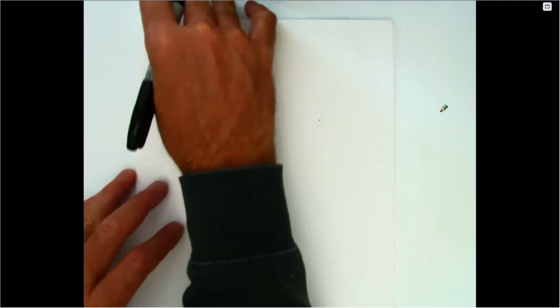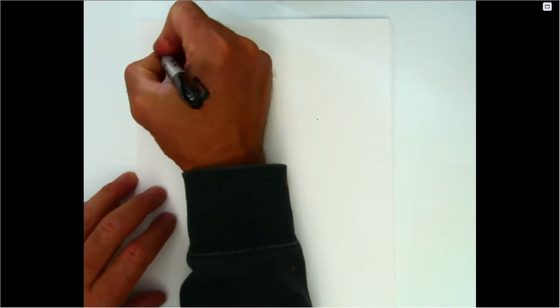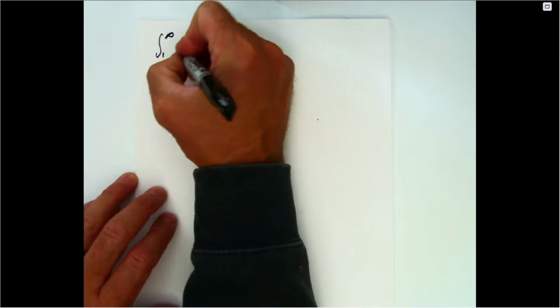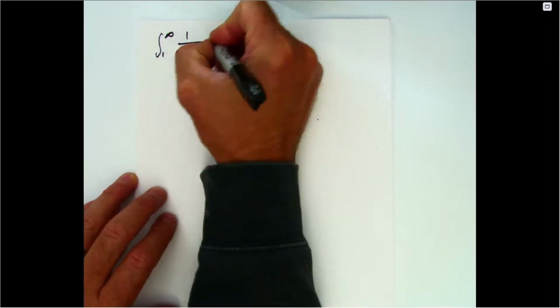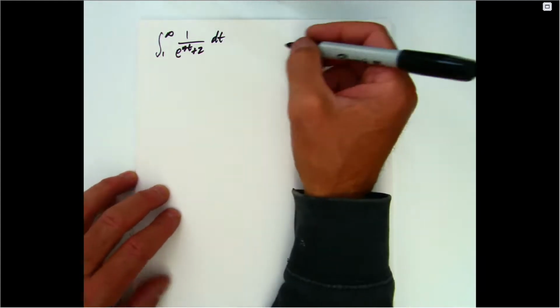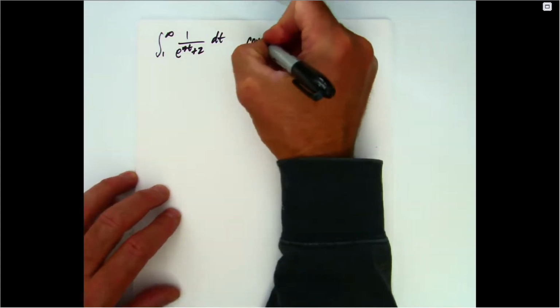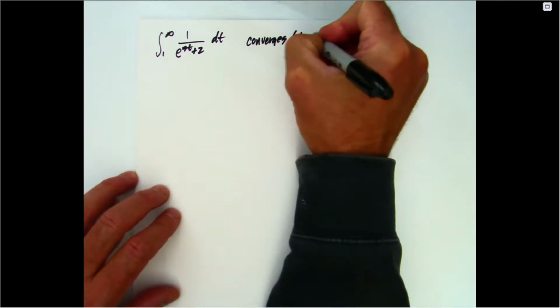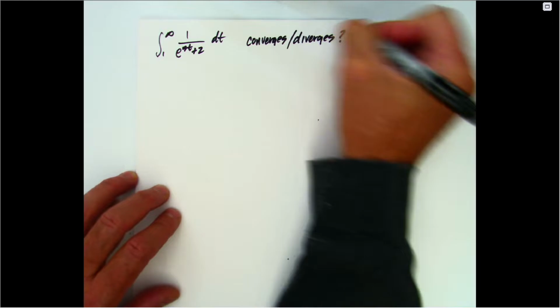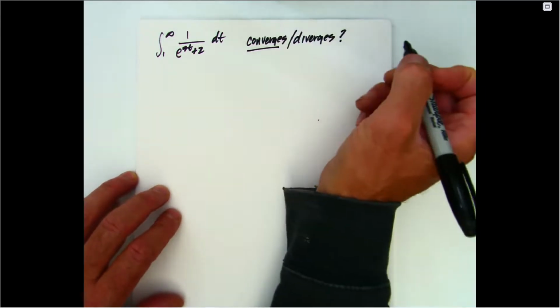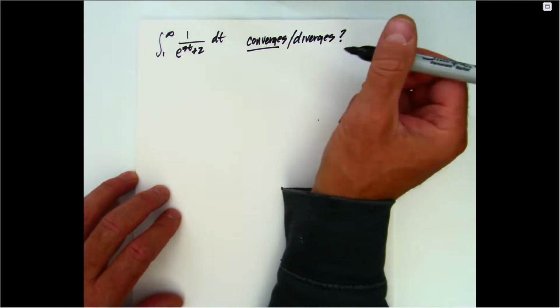So what are we trying to do? We're trying to find the integral from 1 to infinity of 1 over e to the 5t plus 2 dt. Actually, we're not trying to find it. We're trying to just determine whether or not this converges or if it diverges. And that's the question we're trying to answer. Simple yes, no question. And we think Desmos tells us that this thing probably converges.